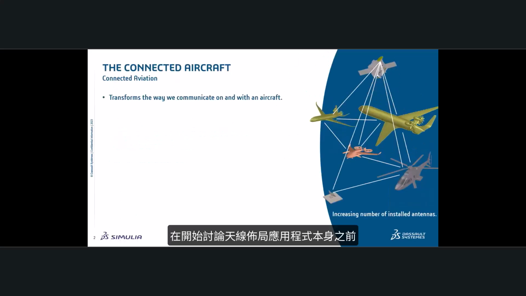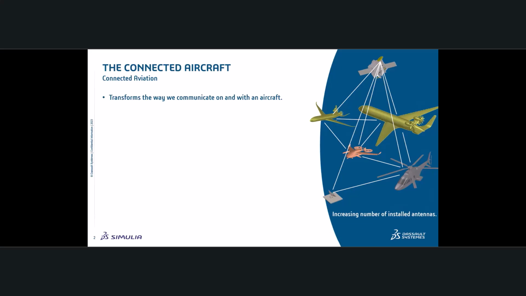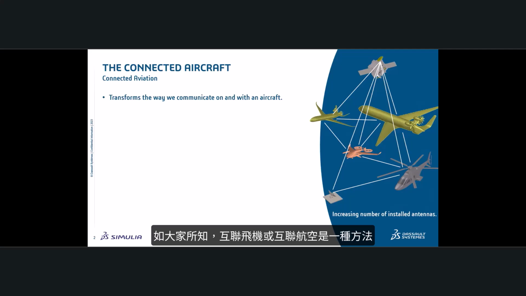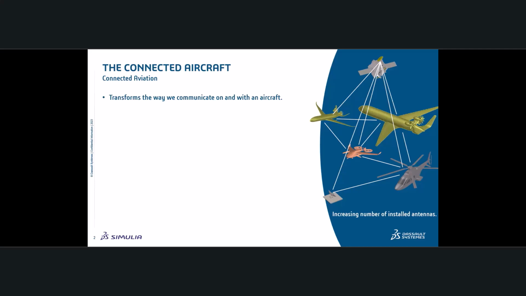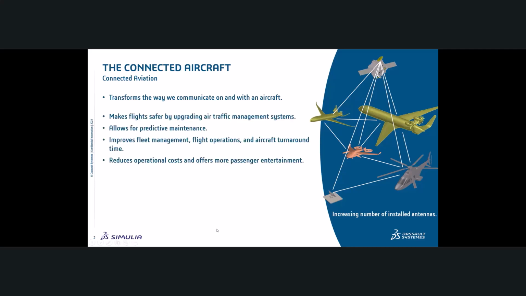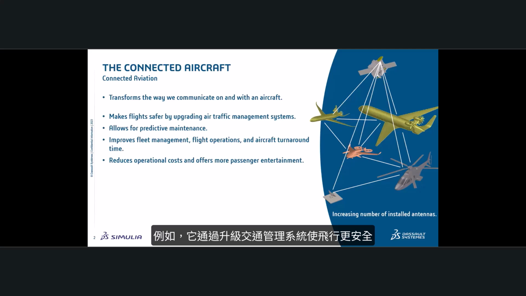Before I start talking about the antenna placement app itself, let's consider the topic of the connected aircraft or connected aviation. As you might know, the connected aircraft is a way to transform the way we communicate on and with an aircraft. It makes, for instance, flight safer by upgrading air traffic management systems. It allows for predictive maintenance. It improves fleet management, flight operations, and aircraft turnaround time. And it also reduces operational costs and offers more passenger entertainment.